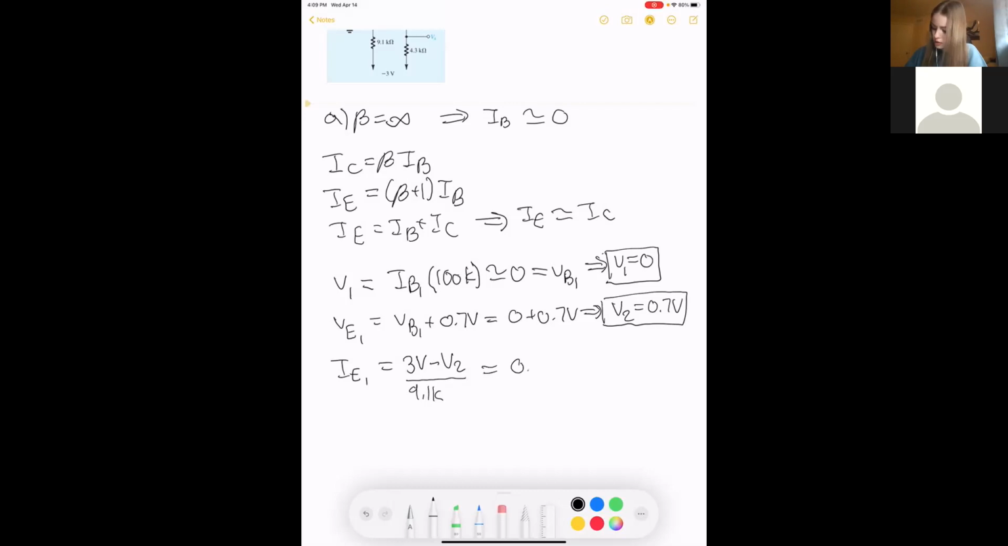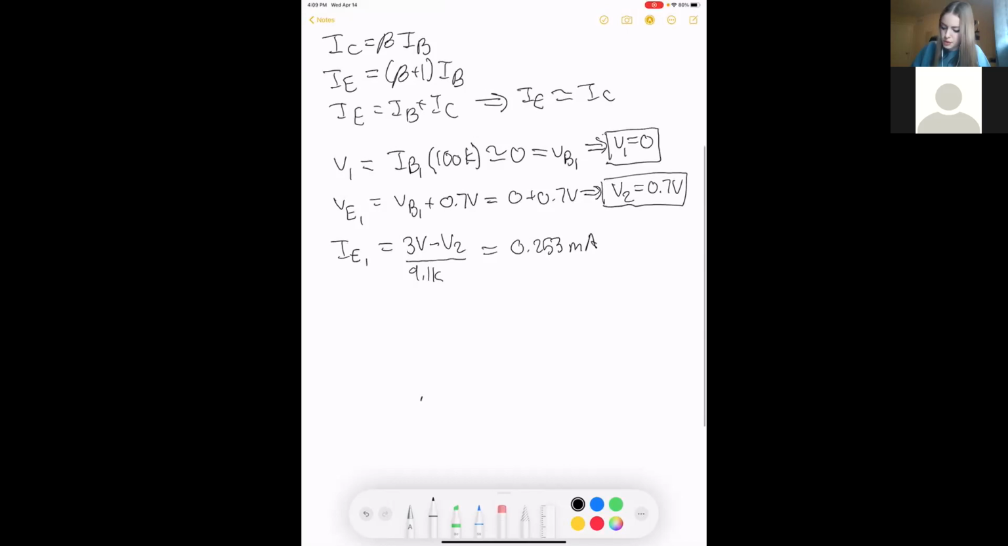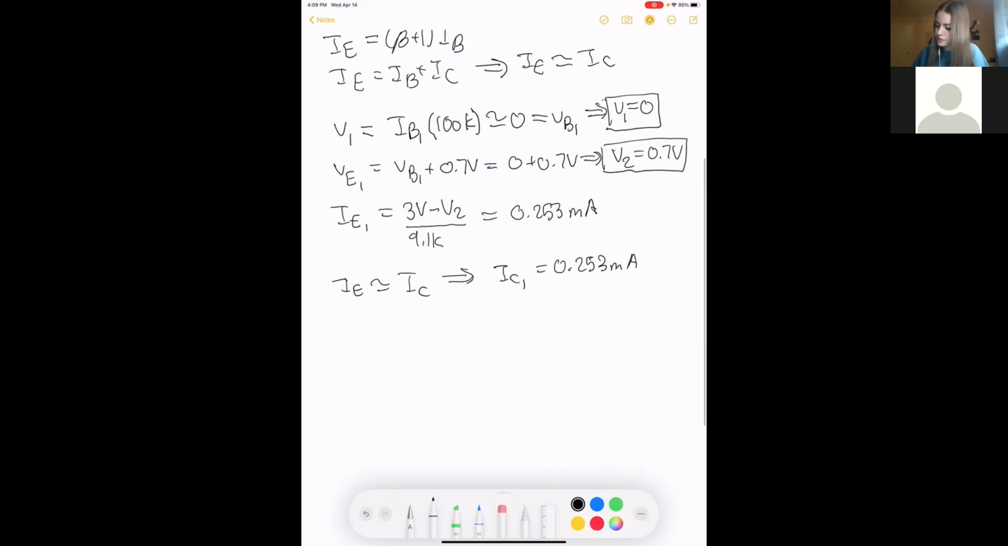And from that, we get 0.253 milliamps. So since we know from the beginning, from what we wrote up here, that IE is around IC, we can say that they're equal. So then we know that IC1 is also 0.253 milliamps.